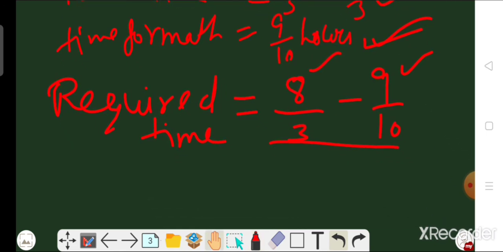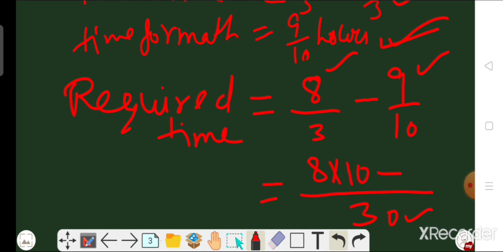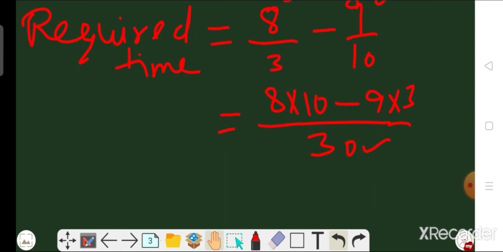In the same manner, firstly we have to find the LCM of 3 and 10. So clearly the LCM is 30, beta. The LCM of 3 and 10 is 30 because there is no common factor between 3 and 10, so we just multiply 3 by 10. Now divide 30 by 3, we get 10, and we multiply that 10 by 8, and put the same sign that we have. Again divide 30 by 10, we have 3, and we multiply that 3 by 9. And this is equal to 80 minus 27 by 30.